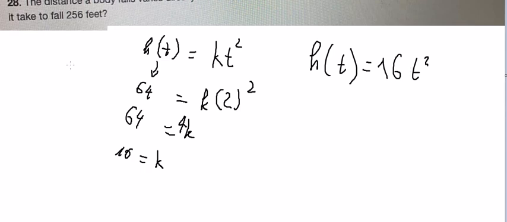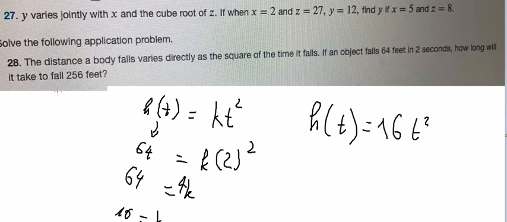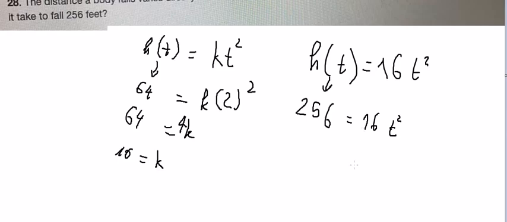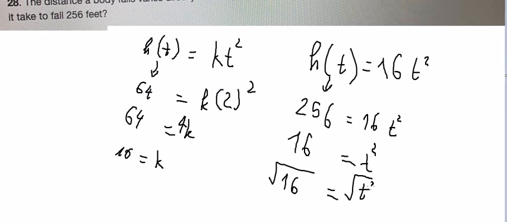Now we have t squared, and we have the height in here. So we put 256 equal to 16 t squared. We divide both sides by 16. You will get 16 in here. So we take the square root of both sides, and you will get 4 equal to t, and that should be 4 seconds.